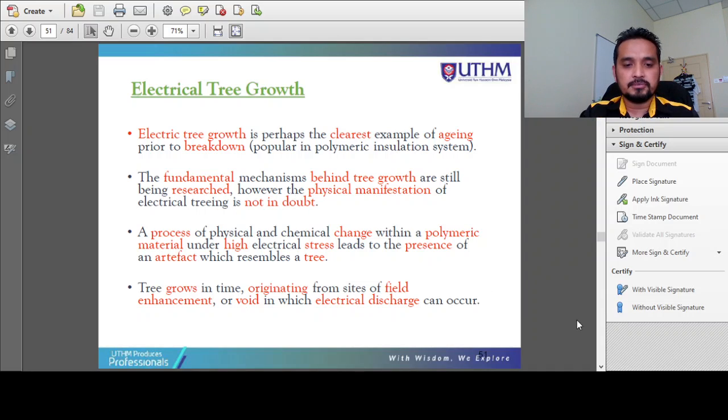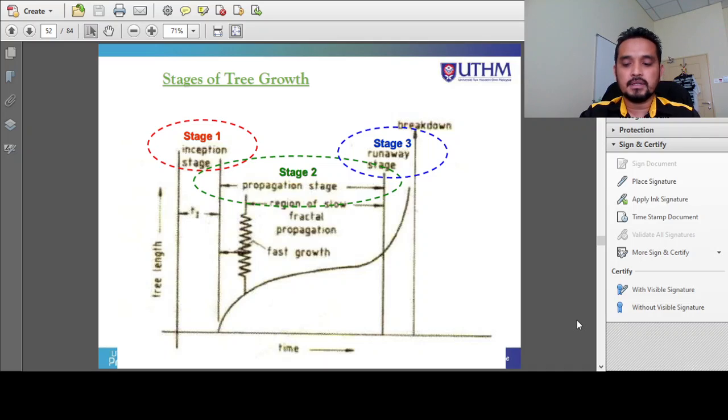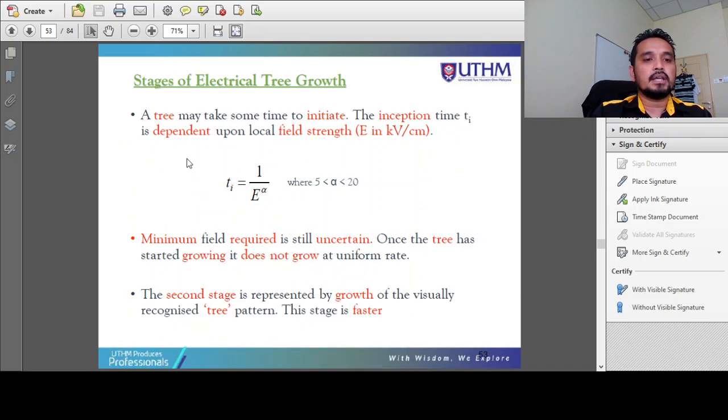You can read this explanation. It can be classified in terms of these representations: the stages of electric tree growth. We can classify them.